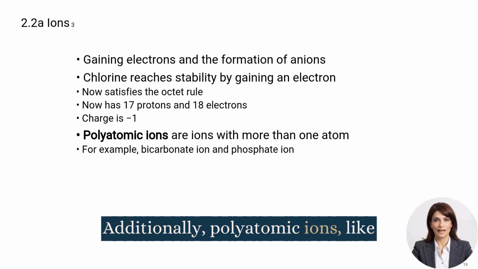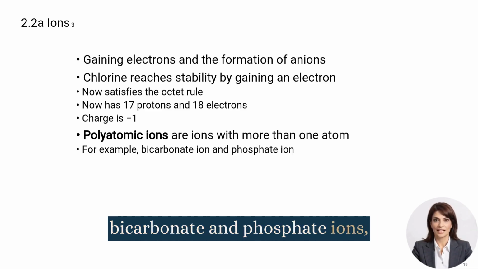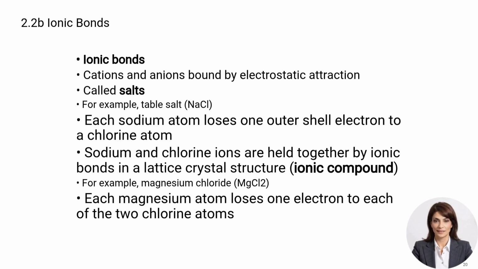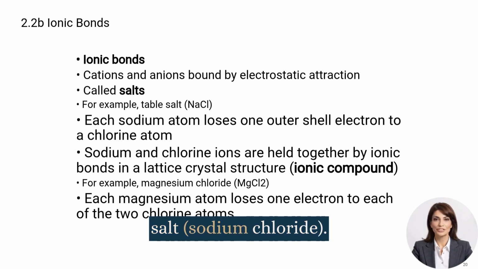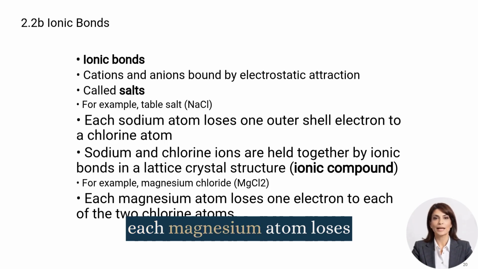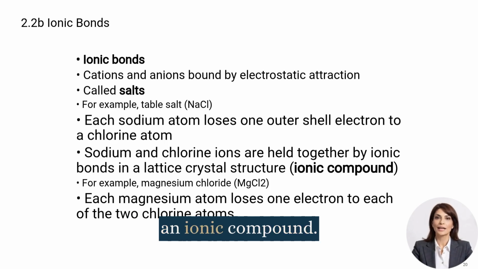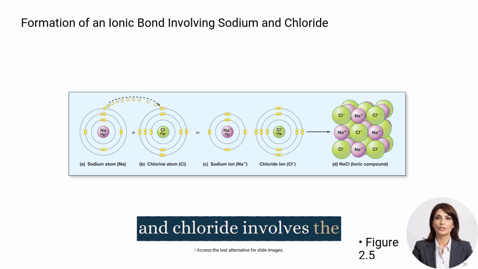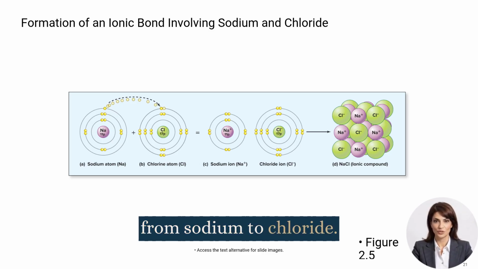Additionally, polyatomic ions, like bicarbonate and phosphate ions, consist of multiple atoms. Ionic bonds form when cations and anions are bound by electrostatic attraction, creating salts like table salt, sodium chloride. Sodium loses an electron to chlorine, forming a lattice crystal structure. Similarly, in magnesium chloride, each magnesium atom loses an electron to 2 chlorine atoms, resulting in an ionic compound. The formation of an ionic bond between sodium and chloride involves the transfer of an electron from sodium to chloride.